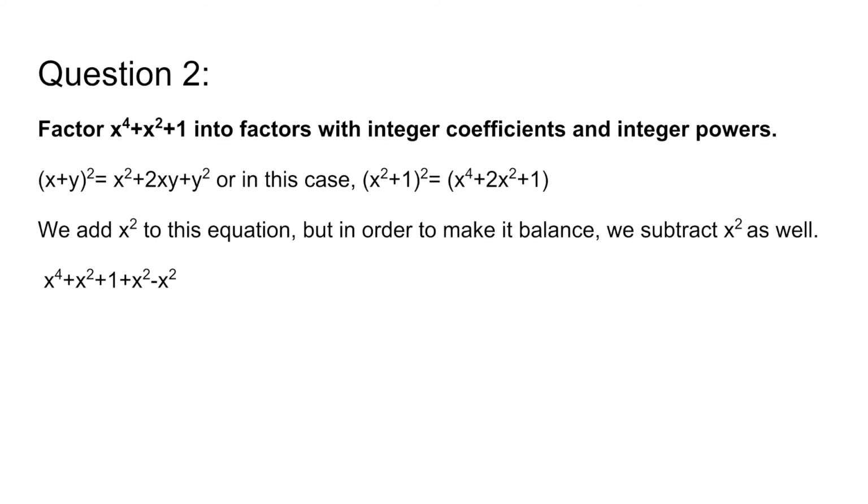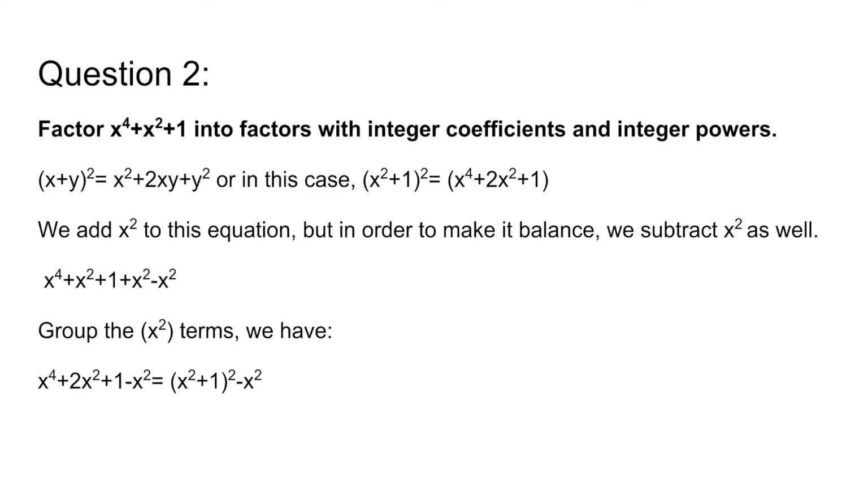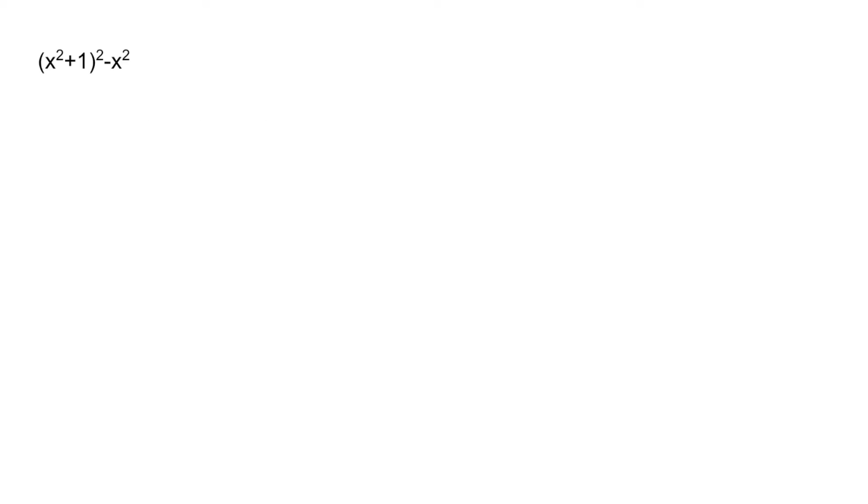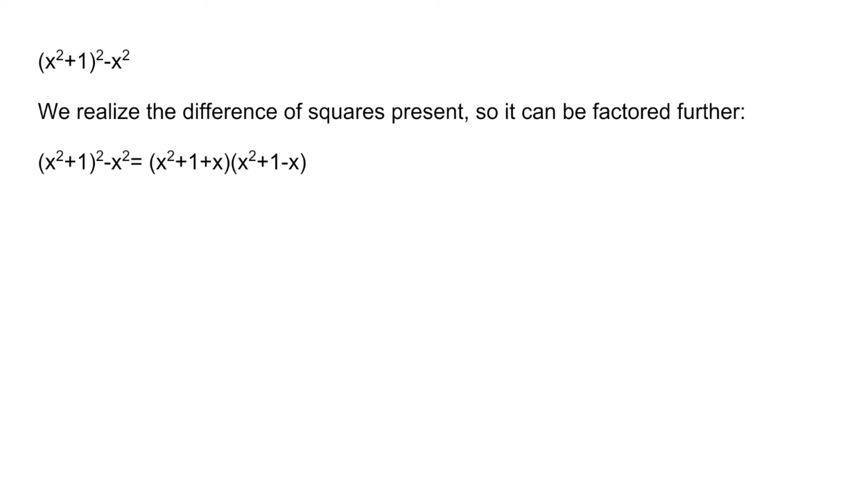So we have x to the fourth plus x squared plus 1 plus x squared minus x squared. Group the x squared terms, we have x to the fourth plus 2x squared plus 1 minus x squared equals (x squared plus 1) squared minus x squared. This is a difference of squares, so it can be factored further into (x squared plus 1 plus x) times (x squared plus 1 minus x).